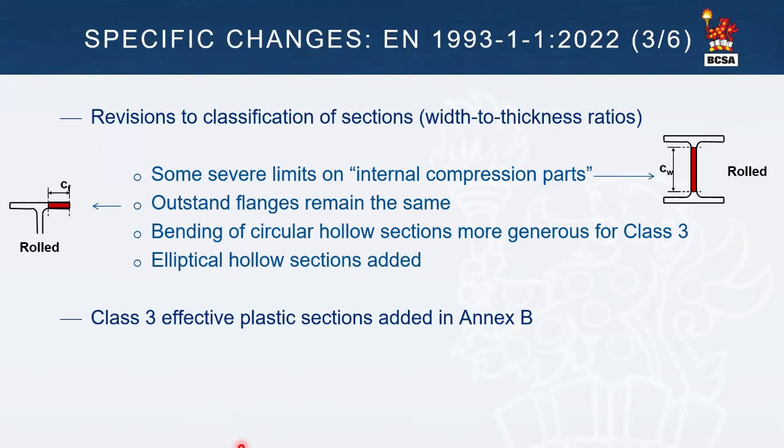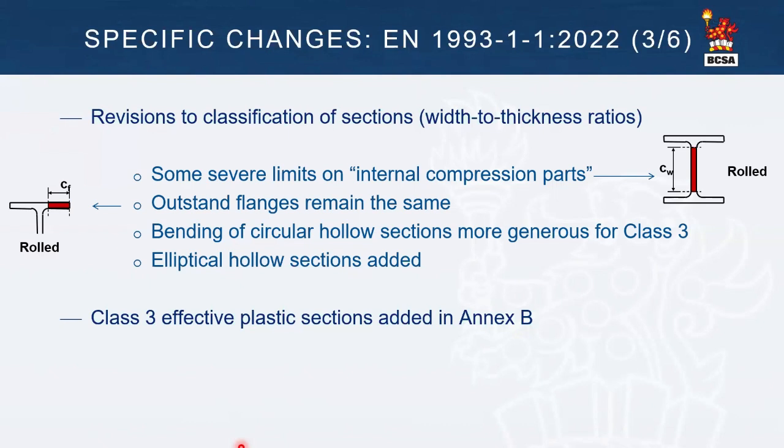Outstand flanges remain the same. Bending of circular hollow sections now has a more generous slenderness for the walls for class 3 sections, because in bending, part of the cross section is in tension, and therefore the whole section is more stable than if it's under compression only. Elliptical hollow sections have also been added.